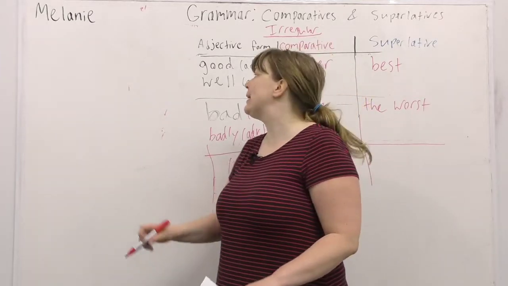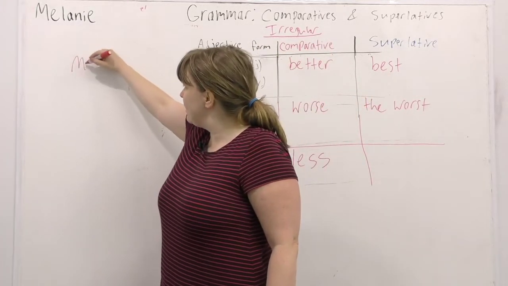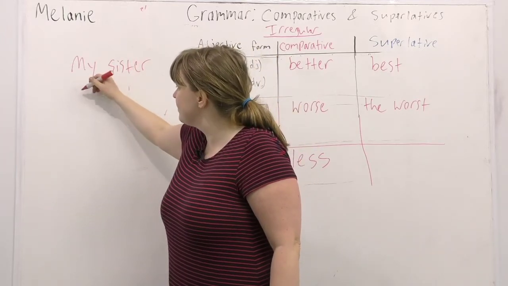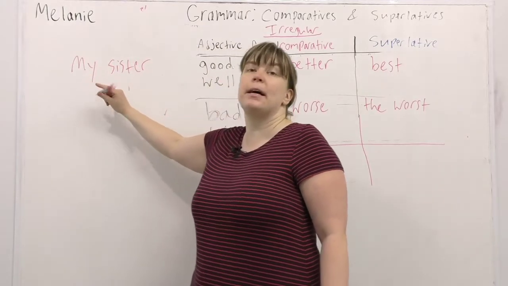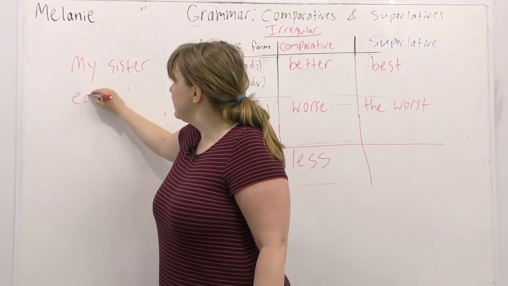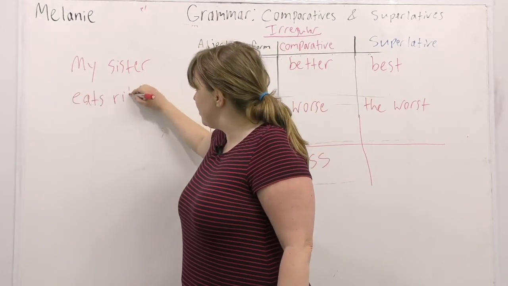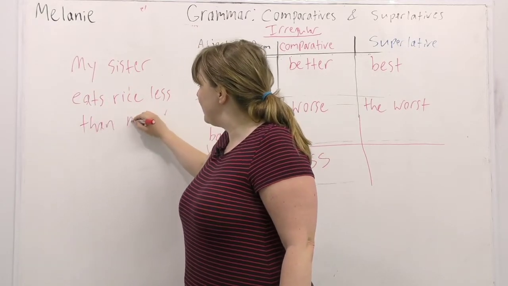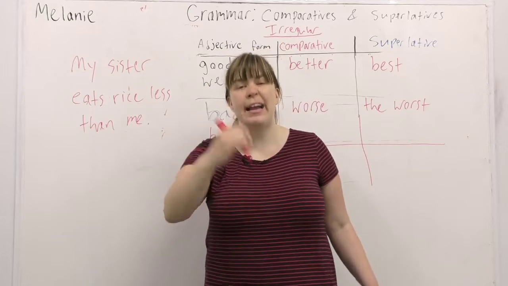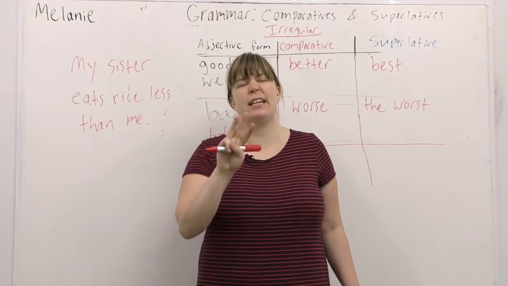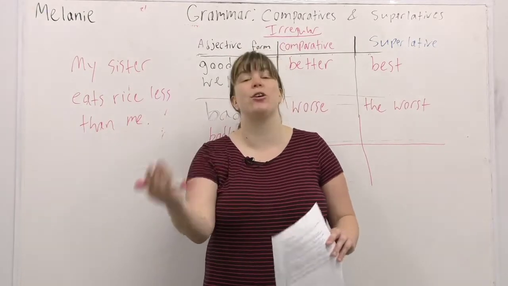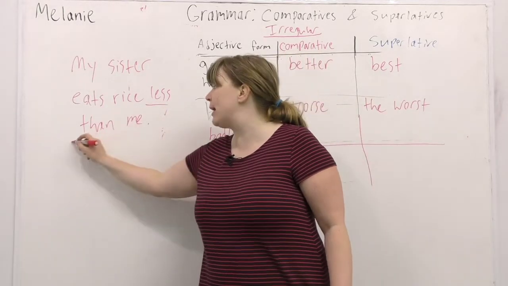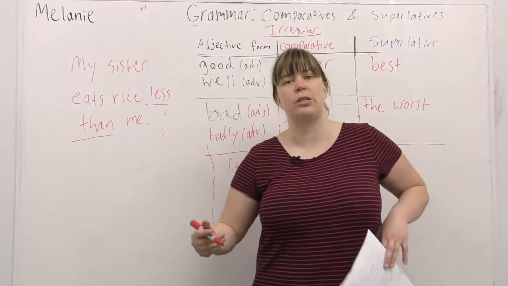So what we would say is, my sister, let's see, my sister eats rice less than me. So I eat a lot of rice, maybe 3 times a week. When I make dinner, I cook rice. My sister, not so much. I think she likes bread more and some other things.